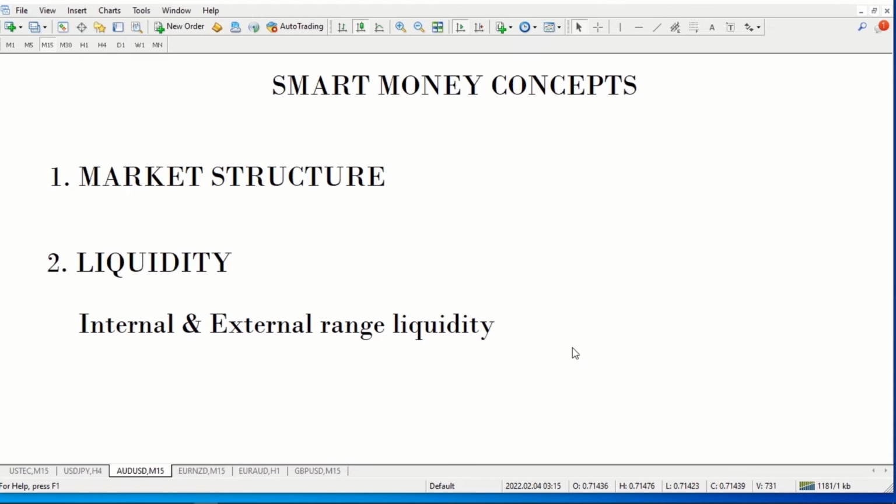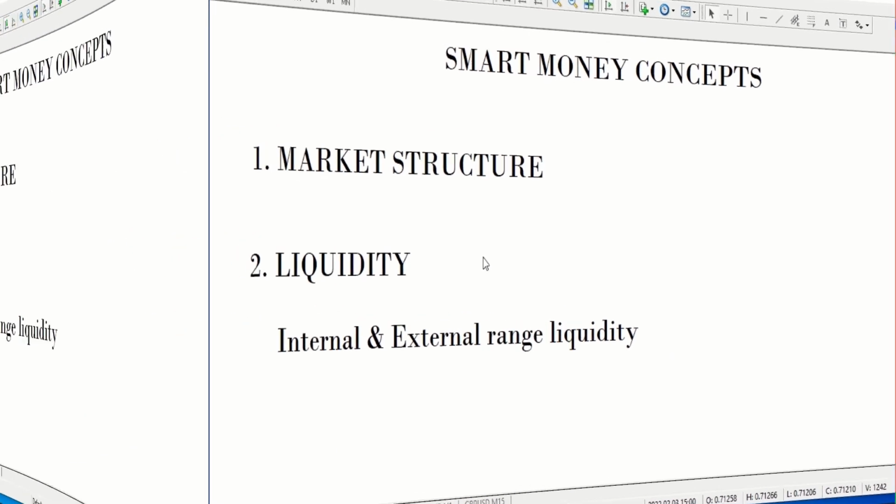In my subsequent videos, I'm going to go into details and various examples of internal and external range liquidity we have. So right now I'm going to take you to the market and show you how to locate liquidity.